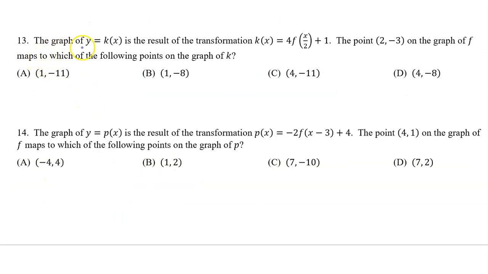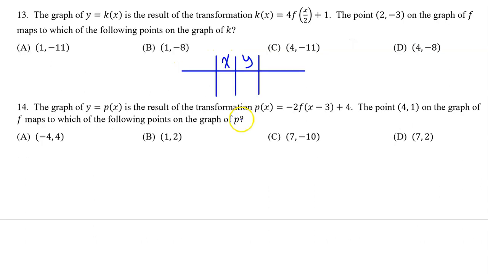Number 13, the graph of y equals k of x is the result of the transformation k of x equals 4 times f at x over 2 plus 1. The point 2, -3 on the graph of f maps onto which of the following points on the graph of k? Let us use a tiny little table.